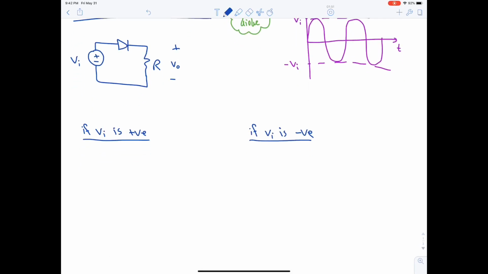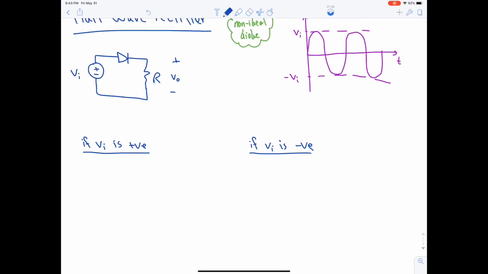Now it's not quite right to say if Vi is positive and Vi is negative. For example, in this case, let's say that Vd operates at 0.7. When will the diode work? When Vi is greater than 0.7, and it will be off or reverse biased when Vi is less than 0.7. So it's not actually right to say positive or negative, but these constant numbers depend on the position of the diode and the number of diodes.